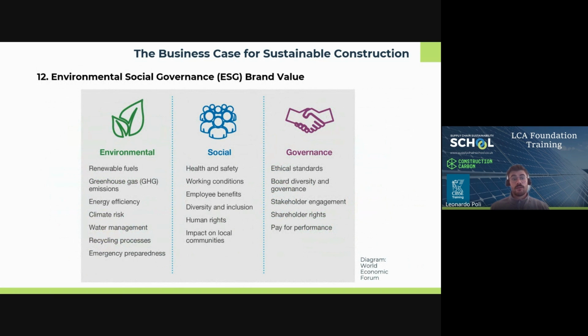Then we have environmental, social, governance, brand value, or ESG value. Increasingly, client organizations are reporting against various ESG metrics such as science-based targets, GRESB, etc. Whole life carbon assessments provide an important contribution to these metrics, demonstrating a detailed engagement with sustainability reporting and helping enhance the client's ESG image.